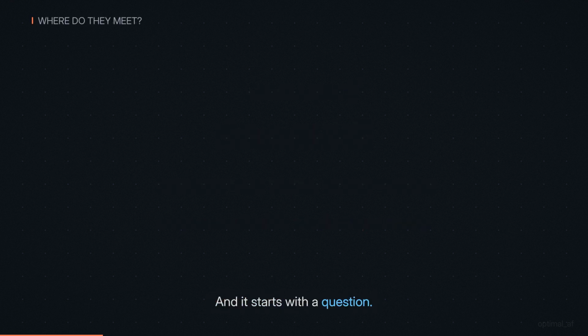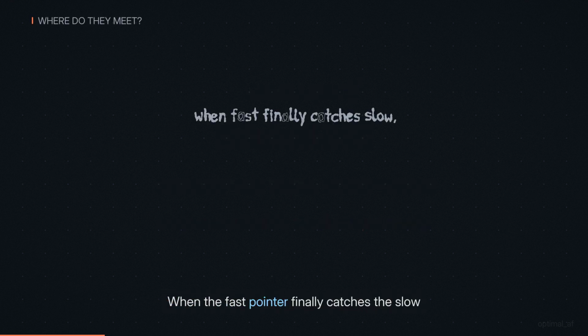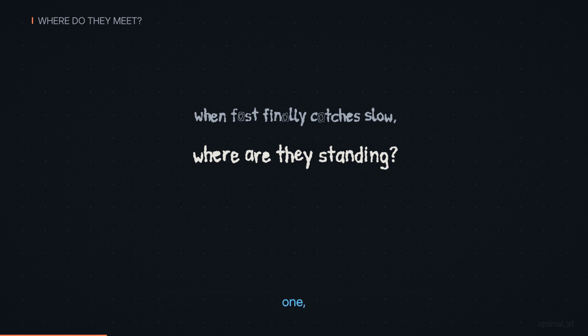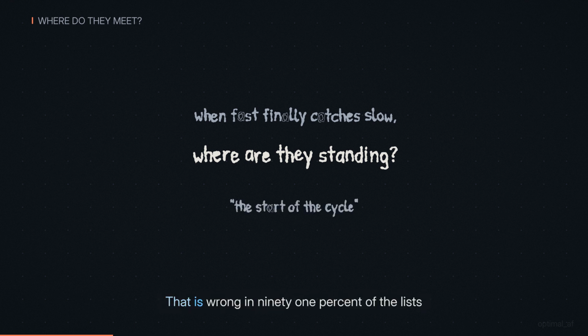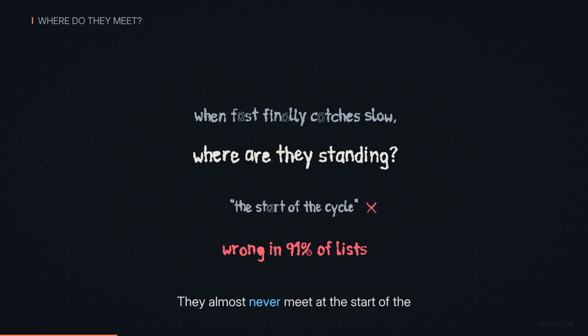And it starts with a question. When a fast pointer finally catches the slow one, where exactly are they standing? Most people say the start of the cycle. That is wrong in 91% of the lists I tested. They almost never meet at the start of the cycle.